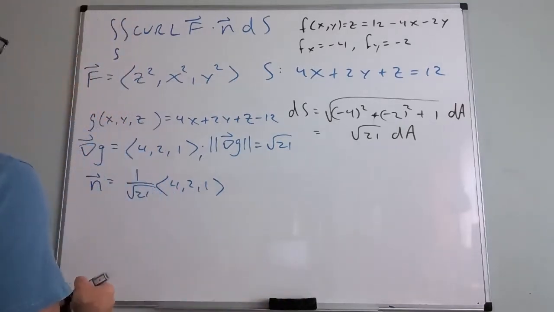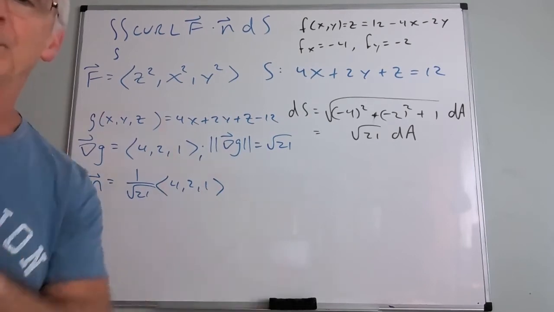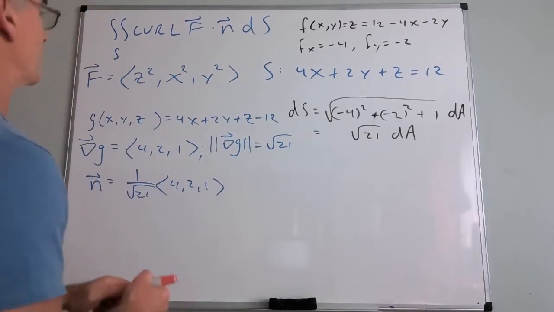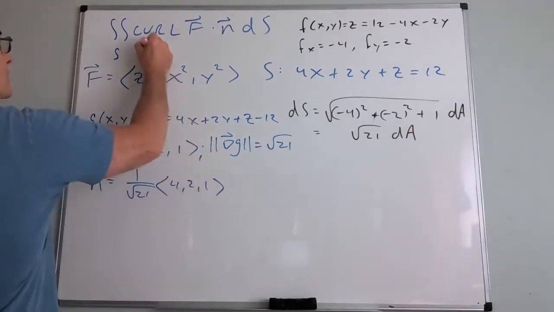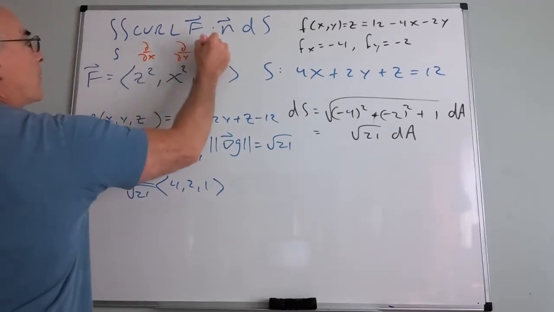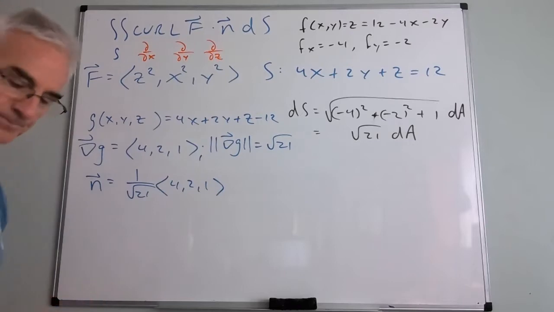Okay, so finally, I'm going to have to race in a minute, but not yet. Finally, we need to do the curl of F. I haven't done the curl yet. The way I like to do the curl is I'm really lazy. I just go like this. Partial with respect to x, partial with respect to y, partial with respect to z.